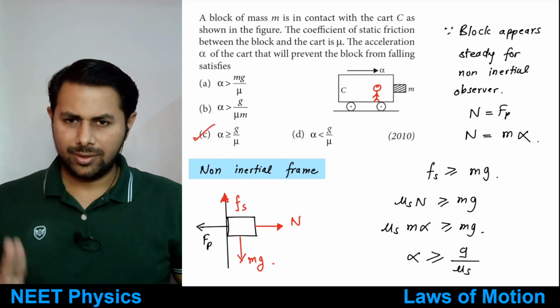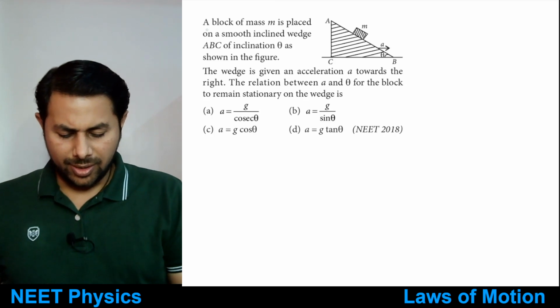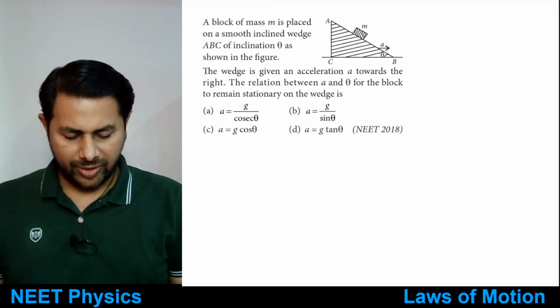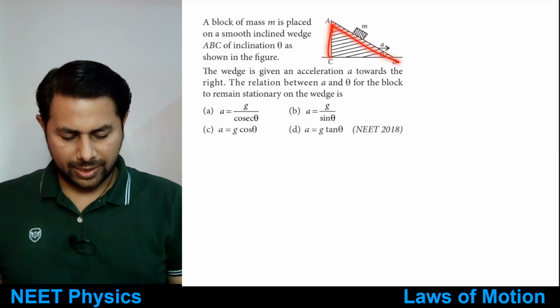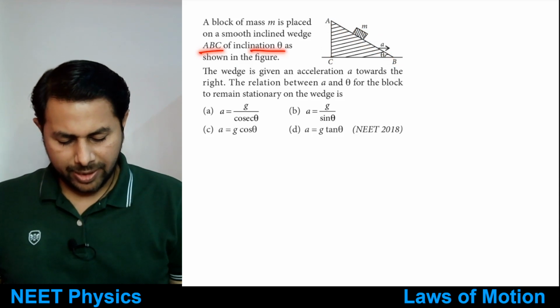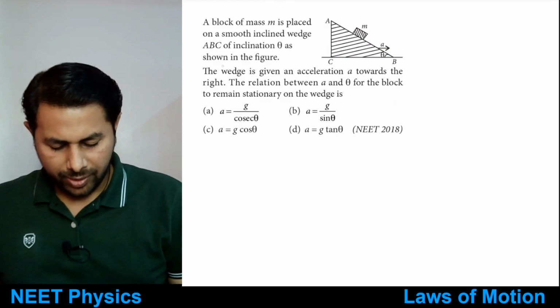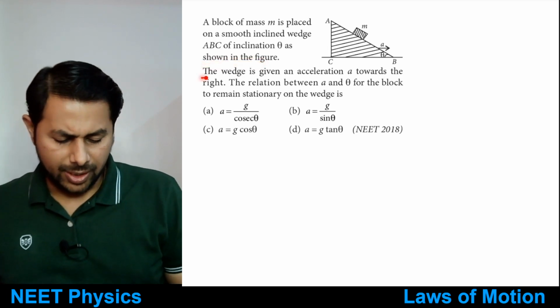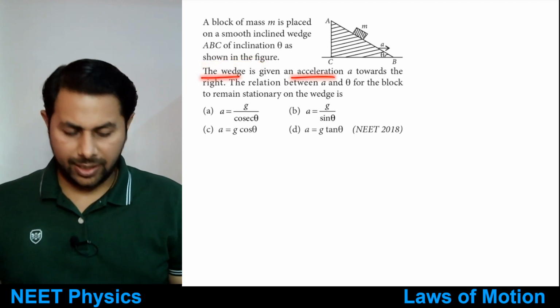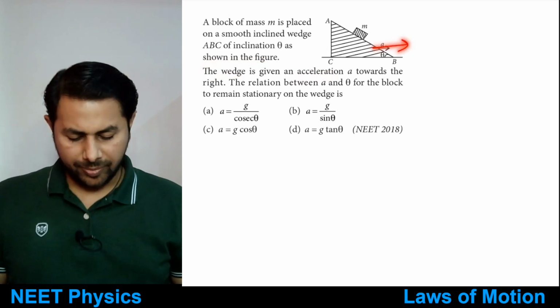Okay, let's see another problem. A block of mass m is placed on a smooth inclined wedge. So this is a wedge and a block of mass m is placed over that. ABC of inclination theta, as shown in the figure. The wedge is given an acceleration a towards the right.